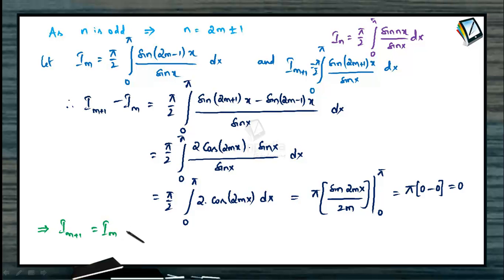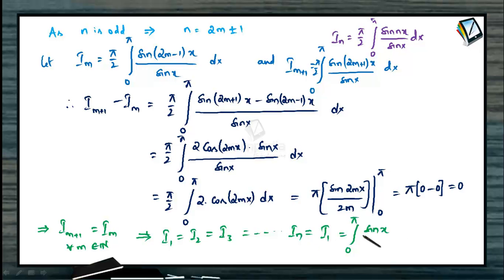Now if I_(m+1) is equal to I_m for all m being a natural number, then can we conclude that I_1 should be equal to I_2, should be equal to I_3, every one of these values should be equal, and we need the I_n value. So can we calculate in terms of I_1? What is I_1 then? Integral 0 to pi sine 1x, that is sine x by sine x dx. So it would be integral 1 dx, pi minus 0. So how much is it into pi by 2? So this is pi by 2 times integral 1, that is pi. So how much is this value coming? It is pi square by 2.